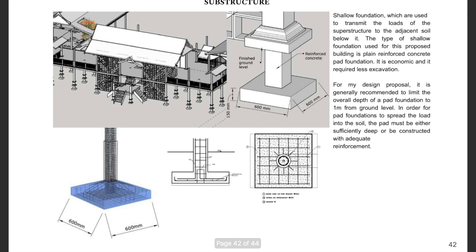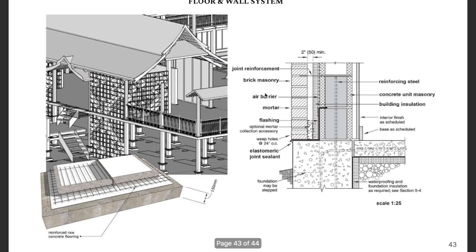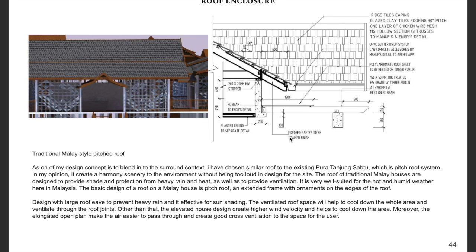And for the structure of my building, I followed the existing PTS, where it will be the shallow foundations, the floor will be concrete flooring, and the column will be a concrete column. For the roof, as my design is trying to blend into the surrounding context, I've chosen the similar roof, which is the pitch roof, to blend into the existing building, but my take on it is with clay tiles.